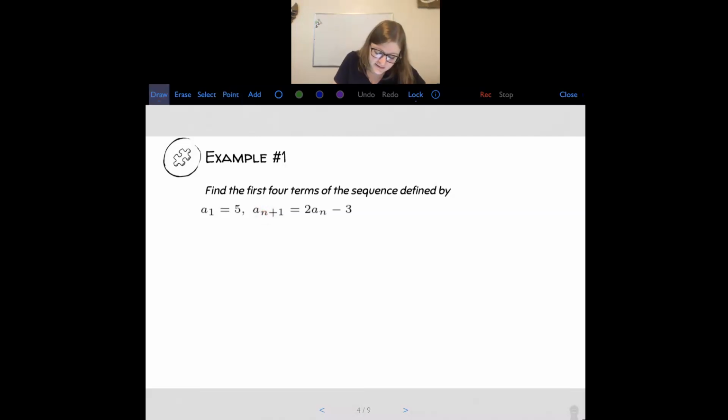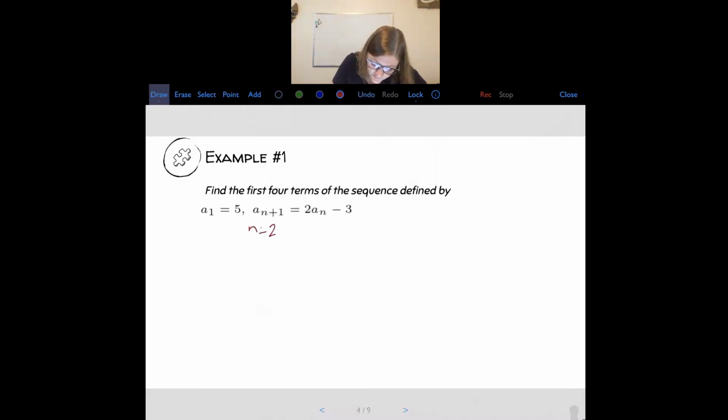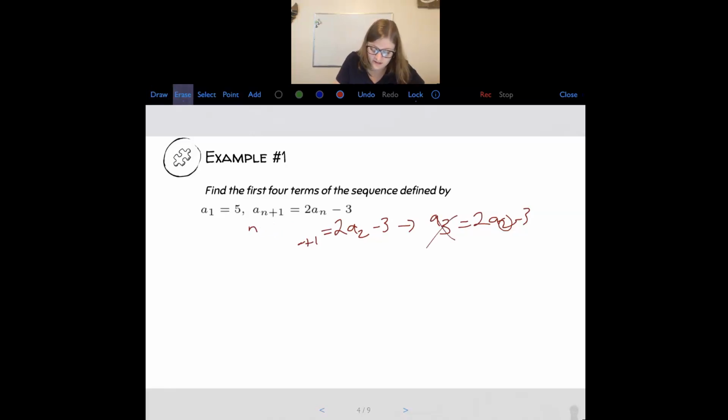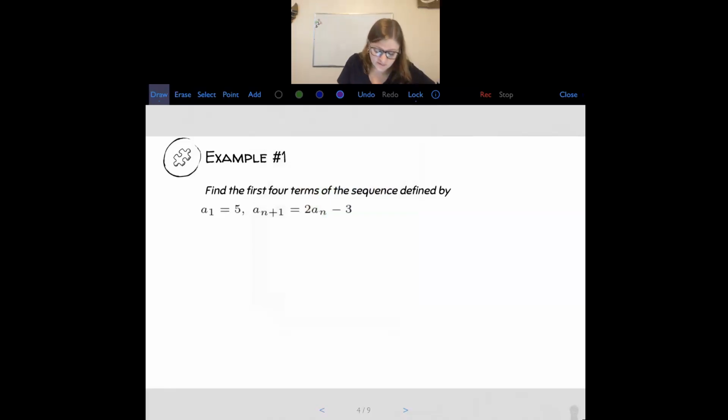Look what would happen if we did that. So if we used n equals 2, we would get a sub 2 plus 1 equals 2 times a sub 2 minus 3, which is a sub 3 is equal to 2a2 minus 3. We don't have a2 yet, and this gives us a3, not a2. Okay, so I'm going to erase this. So with this, you have to be careful at what n value you start with. Okay, so we are going to start with n is equal to 1 to get a sub 2. So for a2, start with n equals 1.